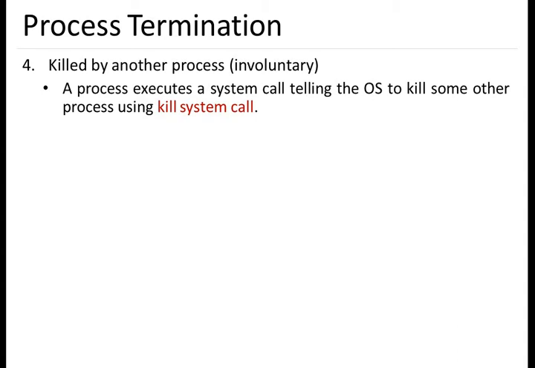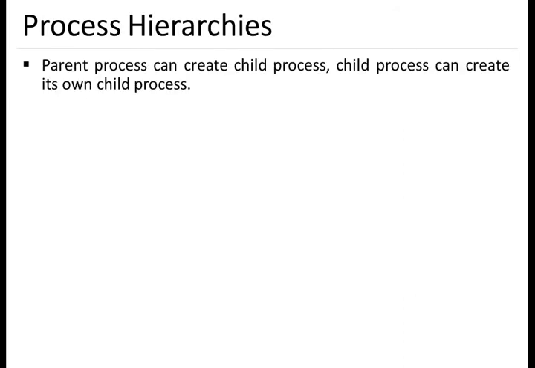So in this video lecture you got two system calls, besides the first one you already know, which is read. The remaining two are, first, fork, which is used to create a child process, and second, the kill system call, which is used by processes to tell the operating system to kill some other process. Now let's see process hierarchies.